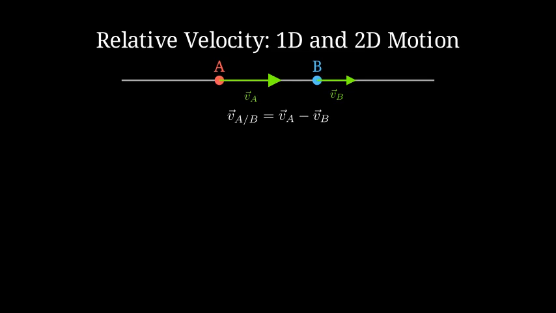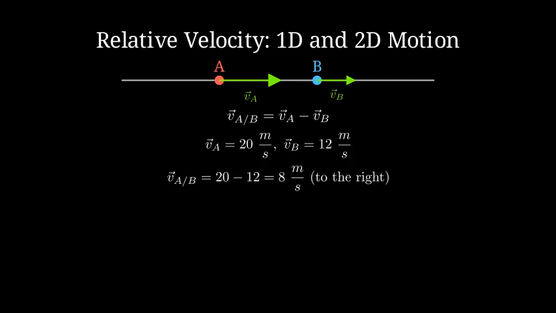Let's plug in numbers to make it concrete. Suppose car A moves at 20 meters per second to the right, and car B moves at 12 meters per second to the right. Then the relative velocity of A with respect to B is 8 meters per second to the right.